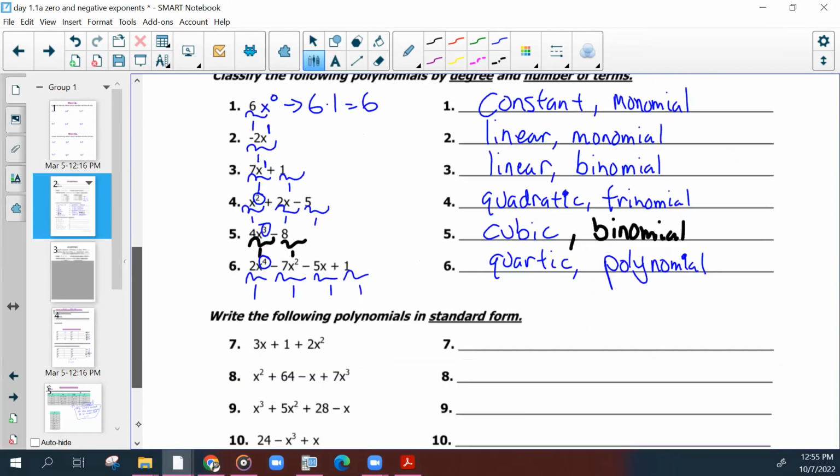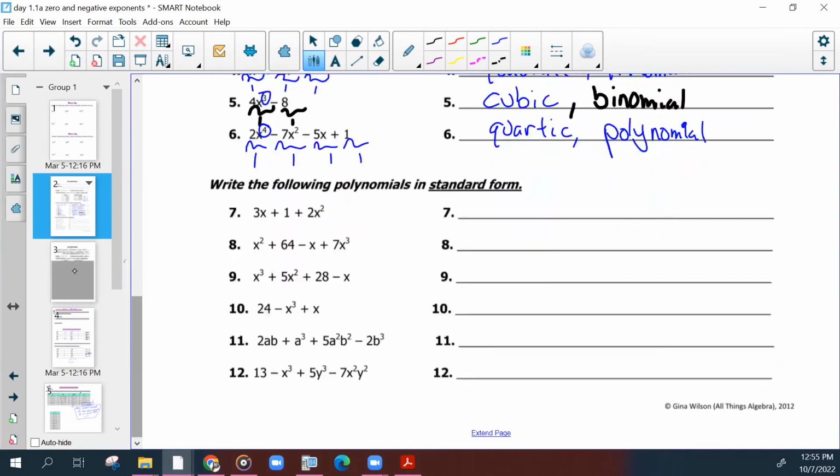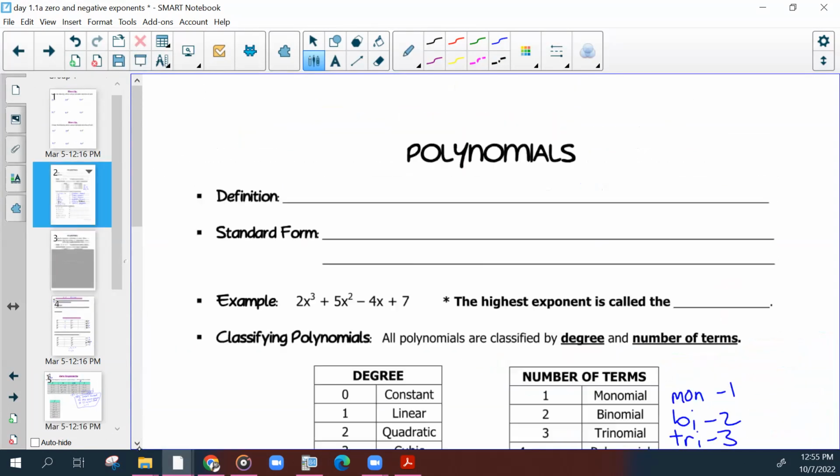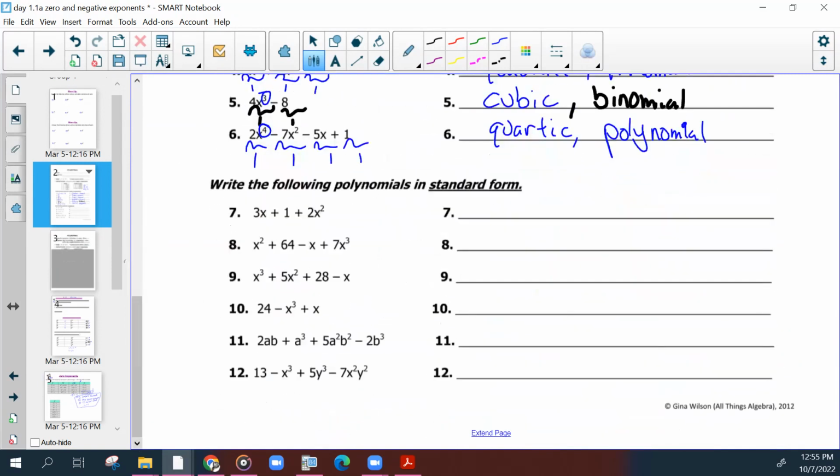Right. The next part of this is being able to put this in standard form. So as the definition said, it has to be written in alphabetical order with the highest exponent first. So when we go back to this, we're looking for the term with the highest exponent. That would go first, and then you're writing them in decreasing order. So the next highest exponent would be a 1, which we have. And then remember your constants have x to the 0. So that would be our next one. And now we have put this in standard form. If we wanted to go back and classify this, we could say this was a quadratic and this is a trinomial.